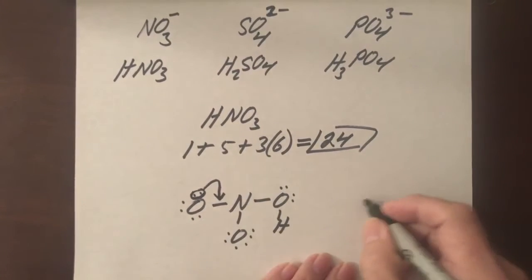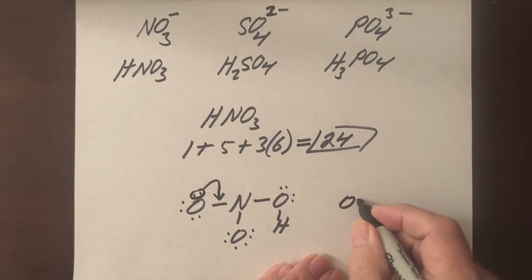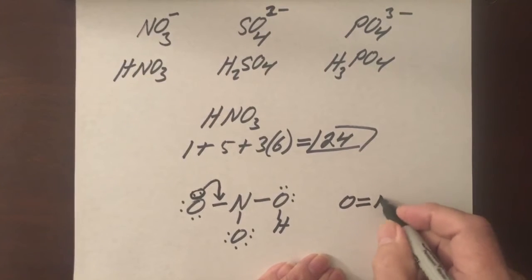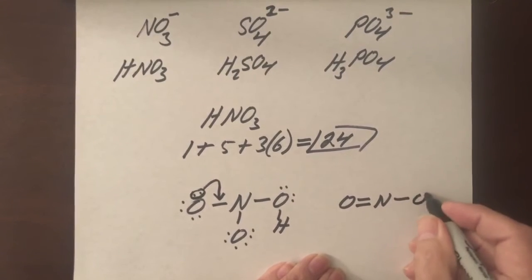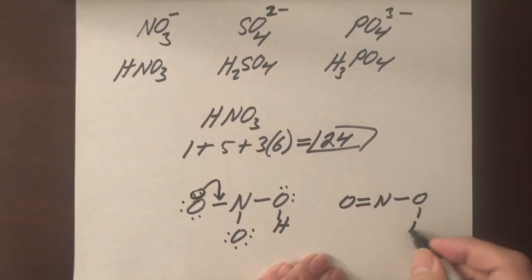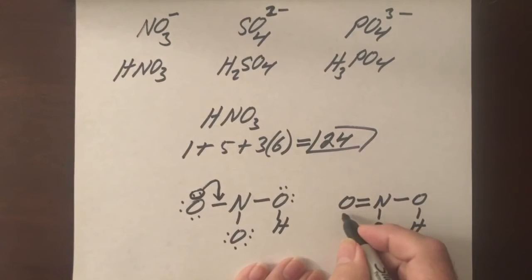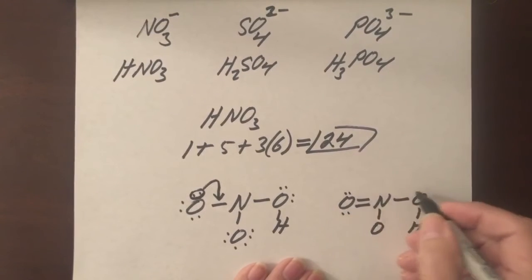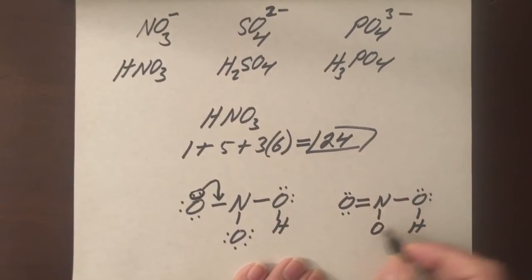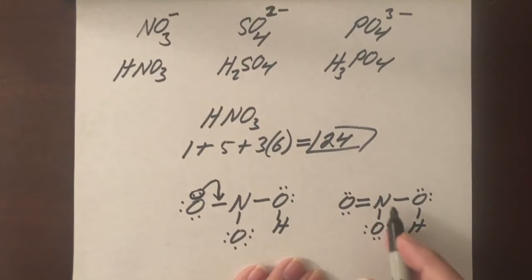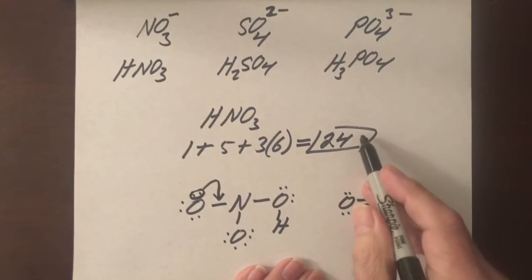So I will take this lone pair here and make it an additional shared pair here. And so rewriting it, I have a double bonded oxygen, a single bonded oxygen that has a hydrogen bonded to it, and then another oxygen. Completing the octet for the oxygens. And that would be it. Every atom is surrounded by 8, except for hydrogen, and I've used exactly 24 electrons.